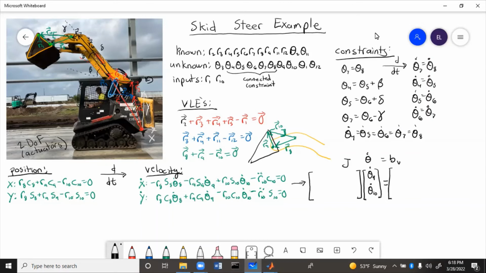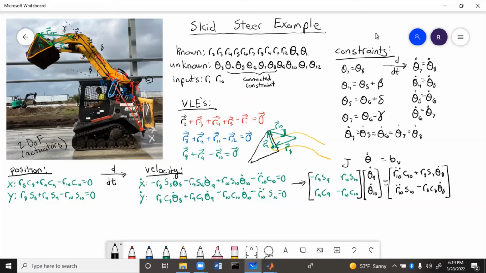So we get the coefficients of the theta 9 and theta 10 stuff, and we'll fill out the rest of it. So B will have everything else, which is going to be the R8 theta 8 stuff along with the R10 double dot stuff. Notice the sign change as we switch from the right to the left side of the equal sign. So now we've got J theta dot equals B. So this is velocity in matrix form. So we're almost done here.